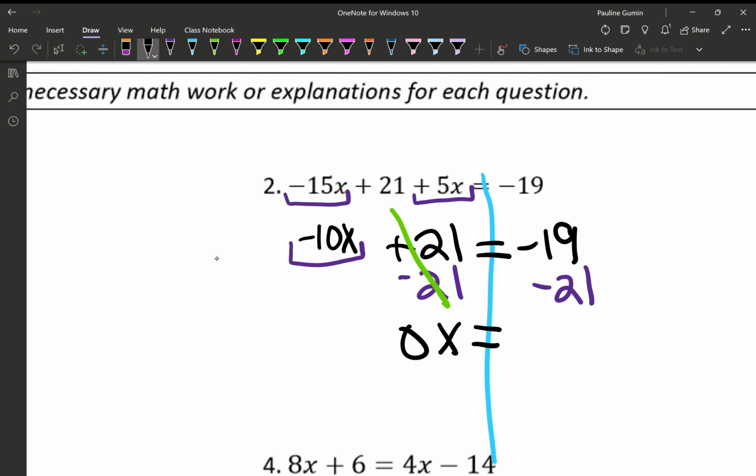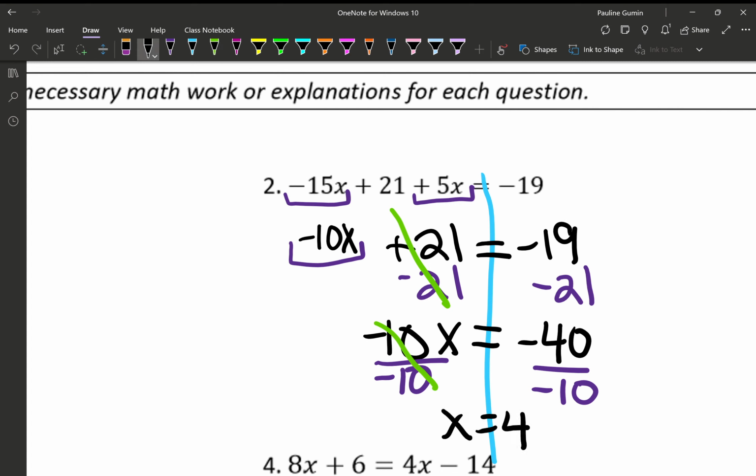All I have remaining on the left-hand side is negative 10x, and on the right side, negative 19 minus 21 is negative 40. I'm going to finish this problem up by dividing both sides by negative 10, because I want to get x by itself. X equals positive 4.